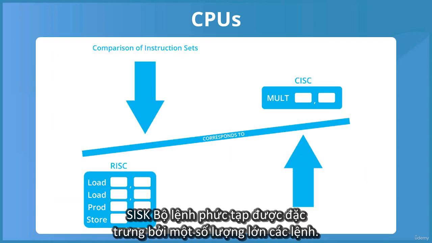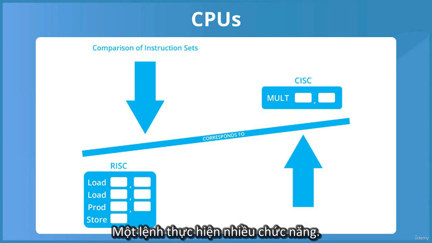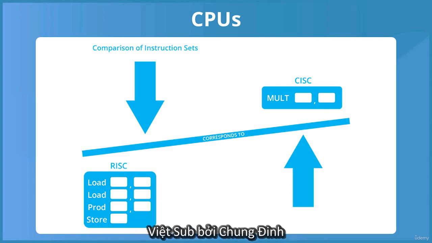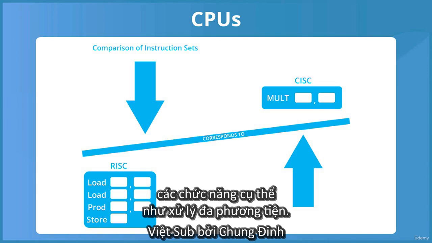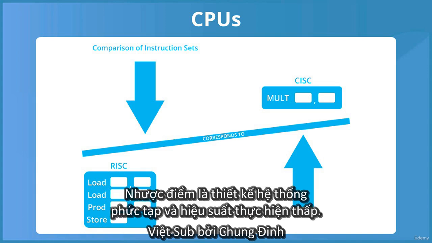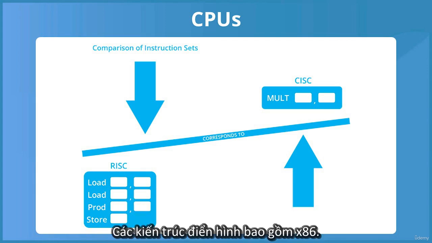CISC, the complex instruction set, is characterized by a large number of instructions. One instruction performs multiple functions. The advantage is the high efficiency of executing specific functions, such as multimedia processing. The disadvantage is the complex system design and low execution efficiency. Typical architectures include x86.